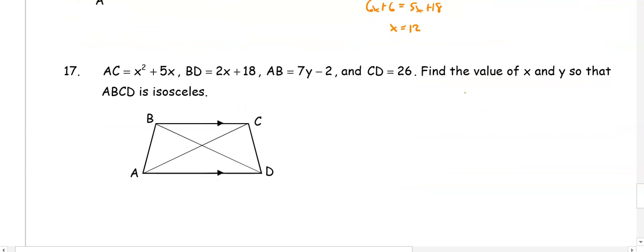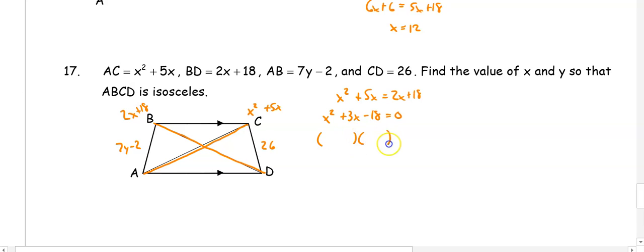In our last problem, AC is x squared plus 5x. BD is 2x plus 18. AB is 7y minus 2, and CD is 26. So we know our diagonals are congruent, so x squared plus 5x is equal to 2x plus 18. x squared plus 3x minus 18 is equal to 0. So we need two numbers that multiply to negative 18 and add to 3. So we get x plus 6 and x minus 3. When we switch our signs, x is negative 6 and x is positive 3.